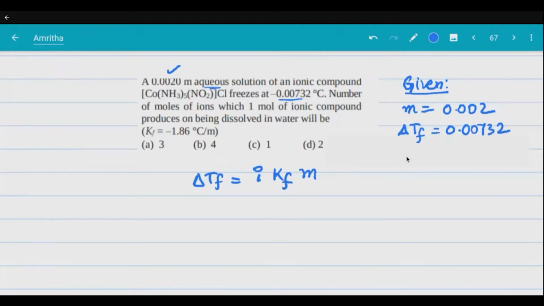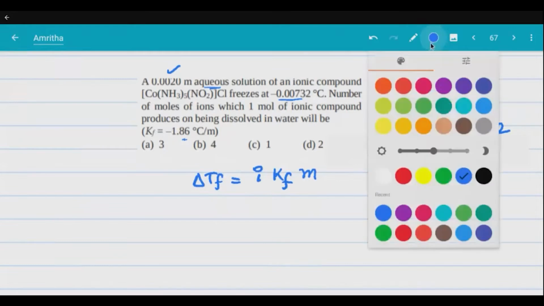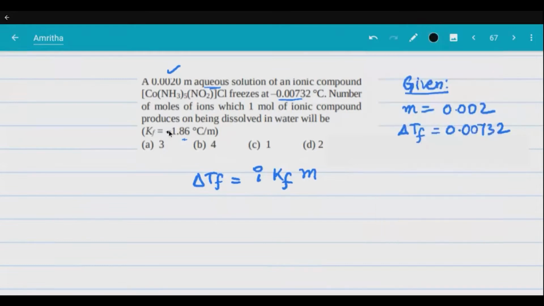Number of moles of ions we need to find per mole. So just substitute this. We need to find the i value. Kf is also given. Kf should be equal to 1.86. Don't worry about the minus sign. You cancel this. This has to be 1.86. Kf can't be minus. So this will be 0.00732 is equal to i into 1.86. Molality is 0.002. Can you solve this and tell me what is the i value?